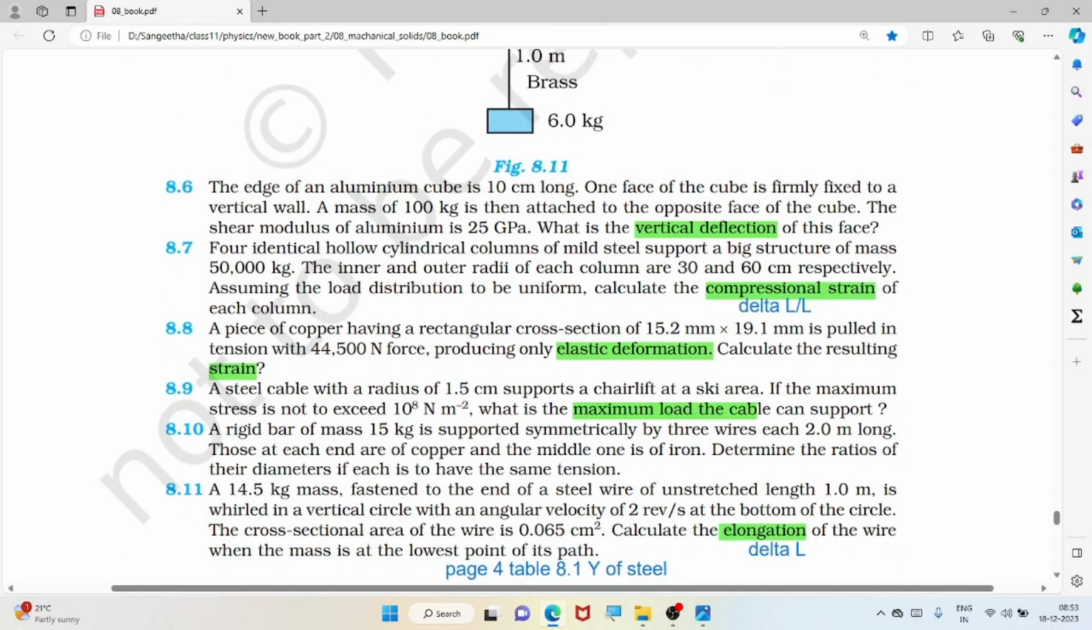The edge of an aluminium cube is 10 centimeter long. One face of the cube is firmly fixed to a vertical wall. A mass of 100 kg is then hung from the opposite face of the cube. The shear modulus of aluminium is given. What is the vertical deflection? See the different words they are using: vertical deflection, elongation, compressive strain, elastic deformation, maximum load on the cable. These things you should understand.